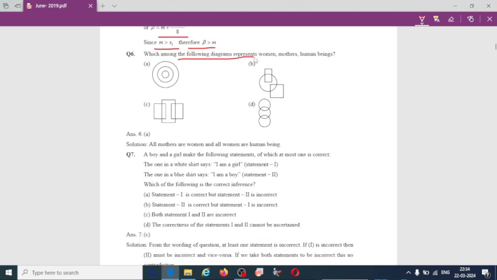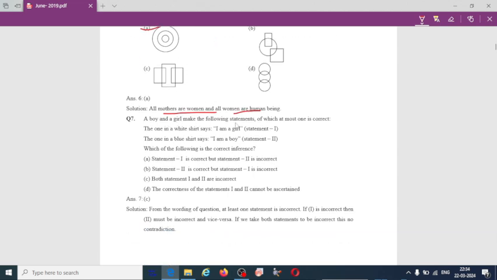Which among the following diagrams represent women, mothers, human beings? So as we know, women, mothers. So all mothers are women, all women are human beings. Option A is correct.